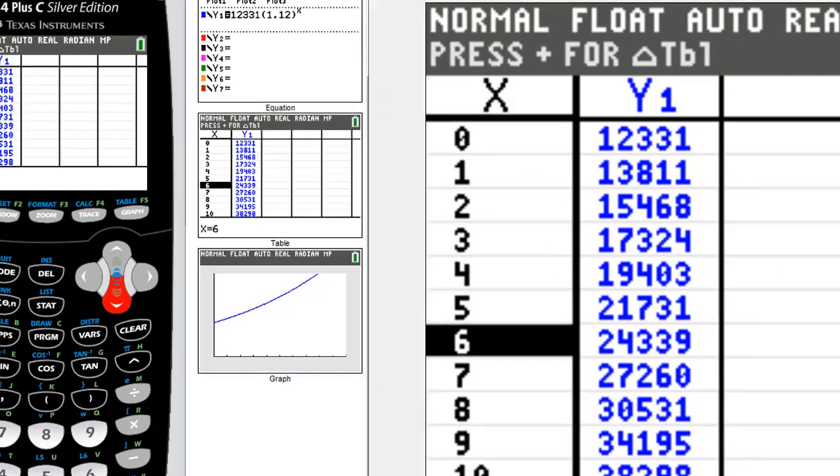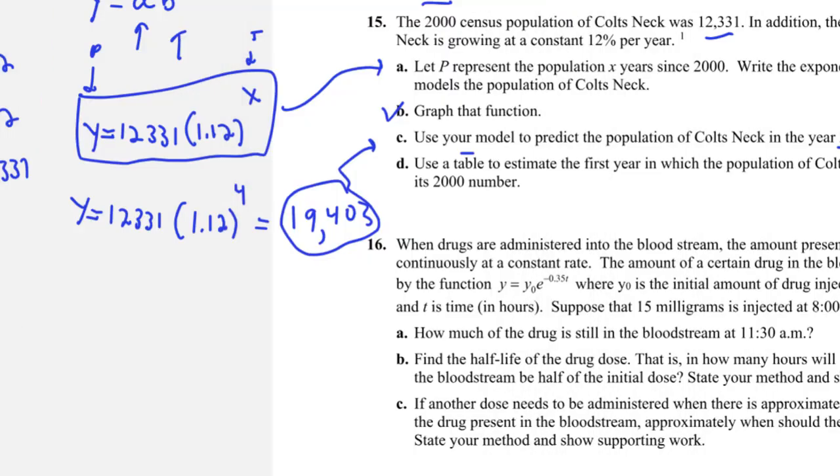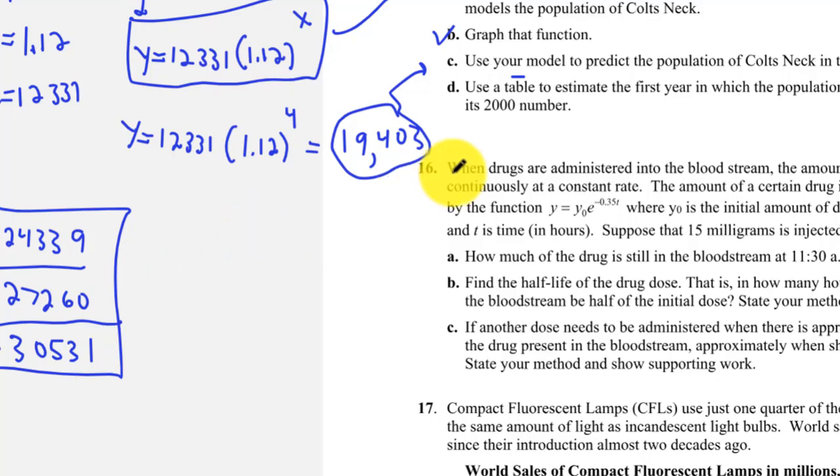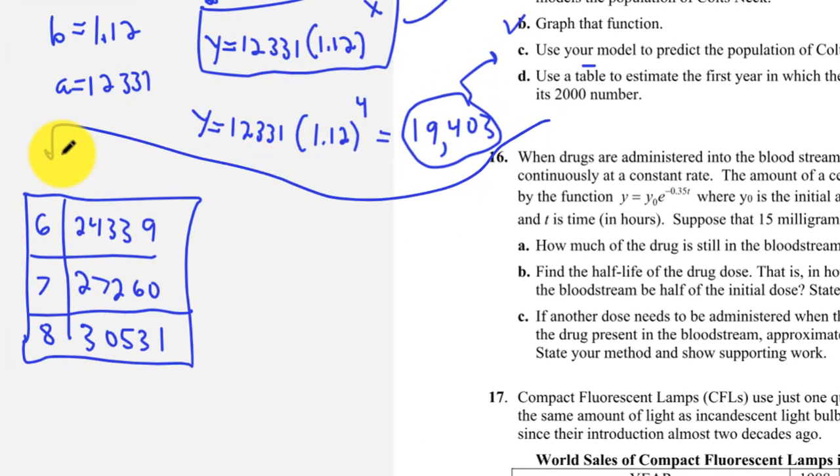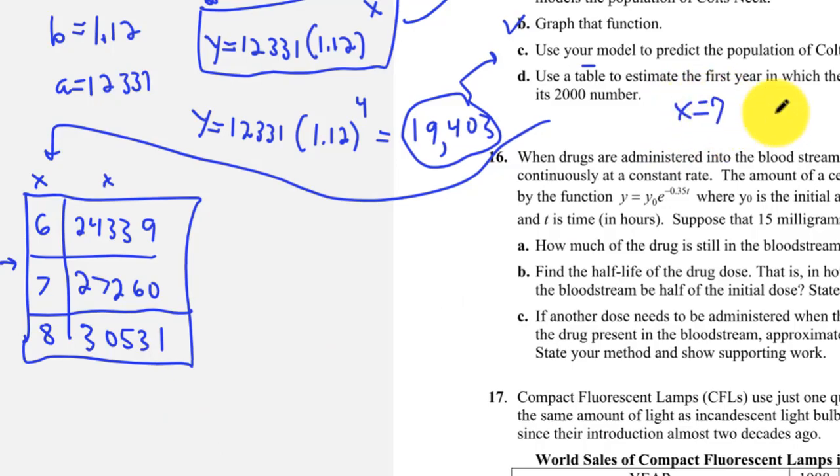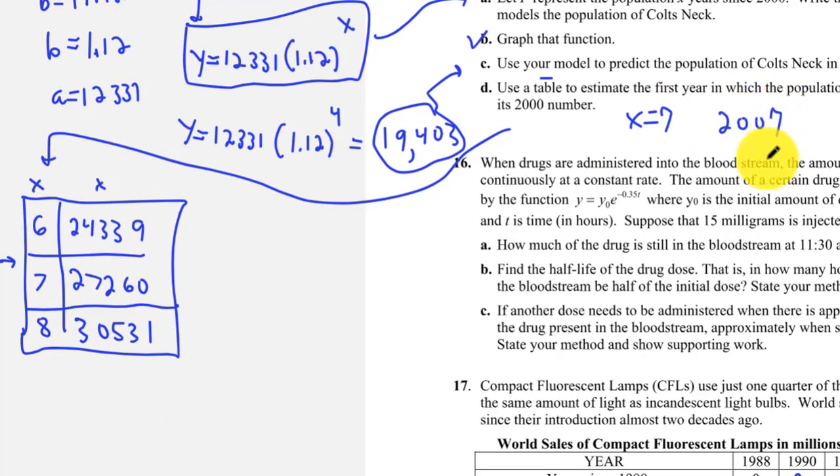So let us do that. I rewrote my table over here on the side. So remember, this is X years after 2000, and this is the population. So we get to 24,600 somewhere in between year 6 and 7. So we'll use year 7. So X equals 7 corresponds to 2007.